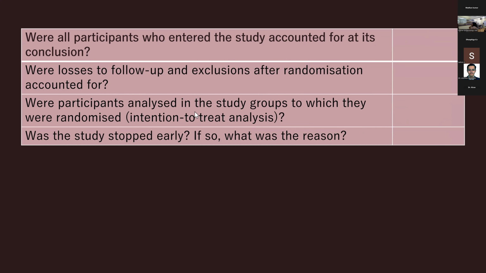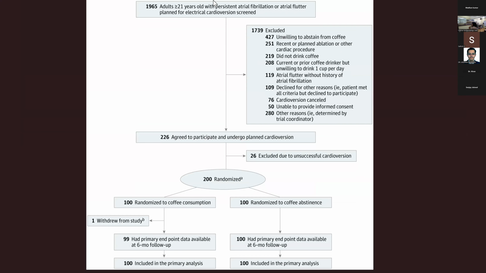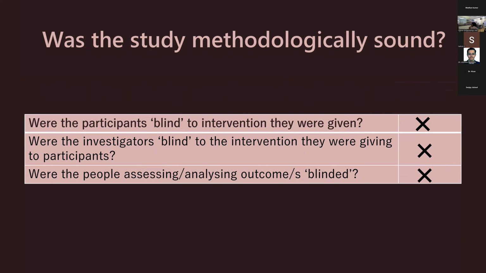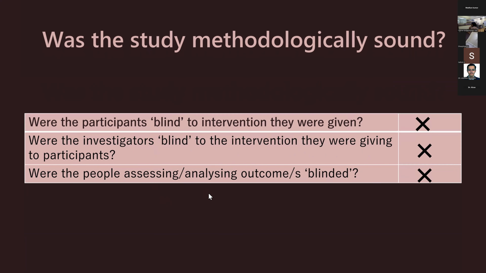Were all the participants who entered the study accounted for at its conclusion? So here we look at the CONSORT. They have screened 1,965 patients, excluded 1,739. They came to 200 patients who they randomized to coffee consumption and coffee abstinence, and all the 100 were included in the primary analysis. So they have accounted all the participants who entered the study, and the study was not stopped early. Was the study methodologically sound? This is an open label study.